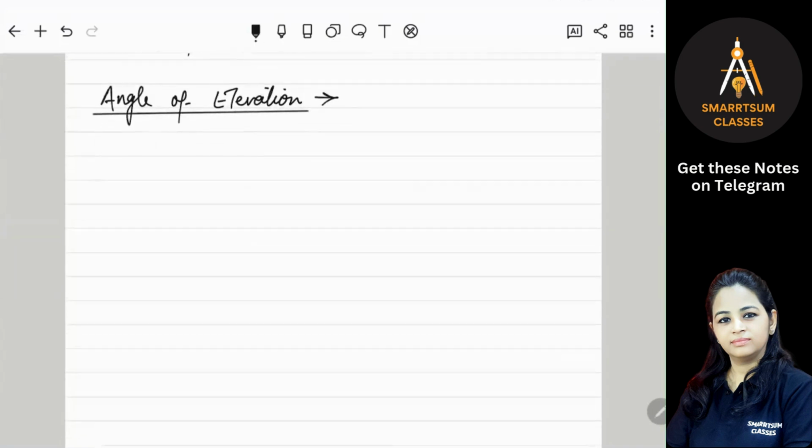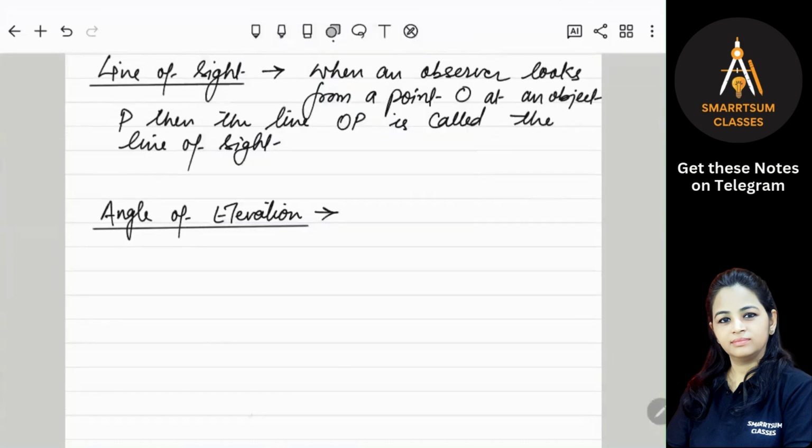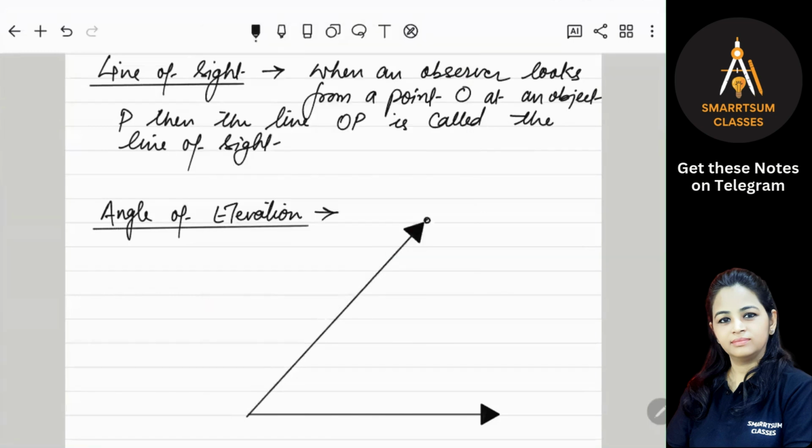Right. So suppose this is the horizontal line and this is the line of sight. Suppose this is the point P, and this is the horizontal line.